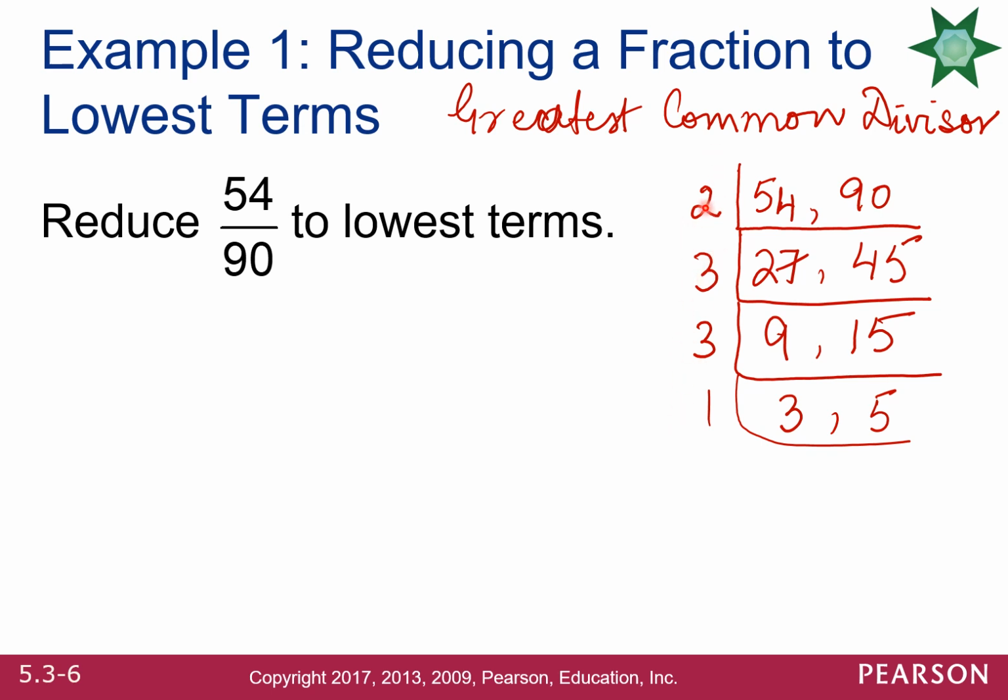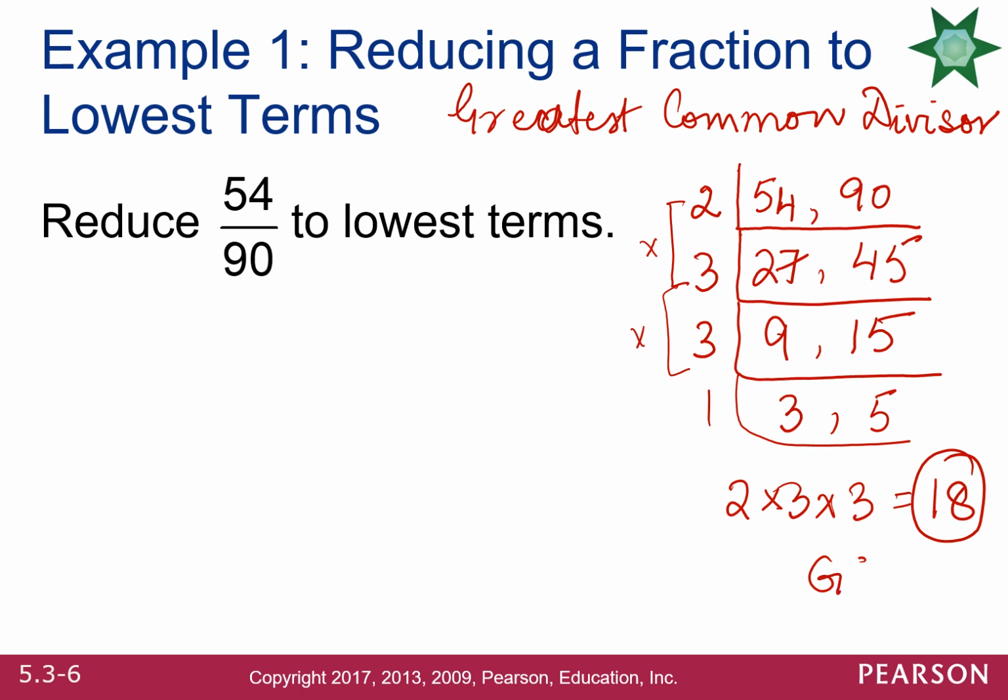All right, so 2 multiplied by 3 multiplied by 3 multiplied by 1, correct? So 2 times, we can ignore the 1 because it will not make any difference to the product. So 2 times 3 times 3 is how much? 2 times 3 is 6, 6 times 3 is 18, and that is called the GCD, also called the GCF, sometimes F for factor. So greatest common divisor or the greatest common factor.